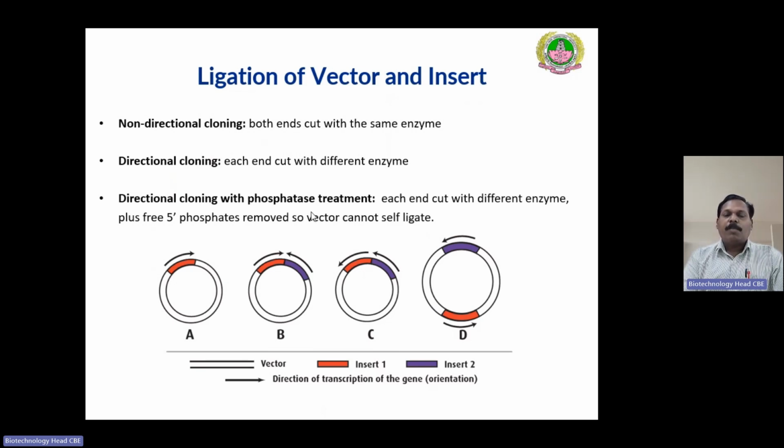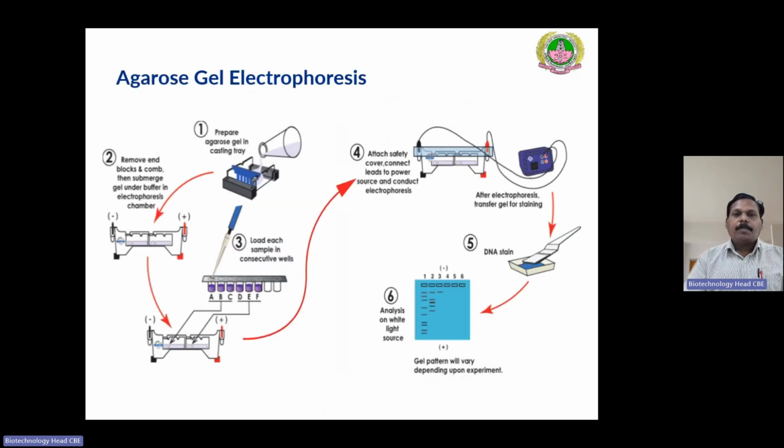Directional cloning can be achieved with phosphatase treatment, where you cut the vector or the insert DNA fragment with different enzymes, plus you can add a phosphatase, which will remove the phosphate group at the 5' end, preventing self-ligation of the vector. Normally, most of the commercial vectors supplied by companies are linearized vectors treated with phosphatases. They prevent self-ligation of the vectors until they are used for cloning purposes.